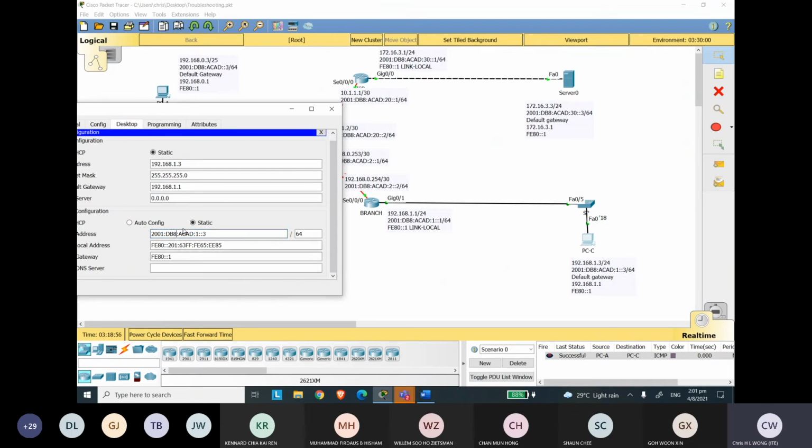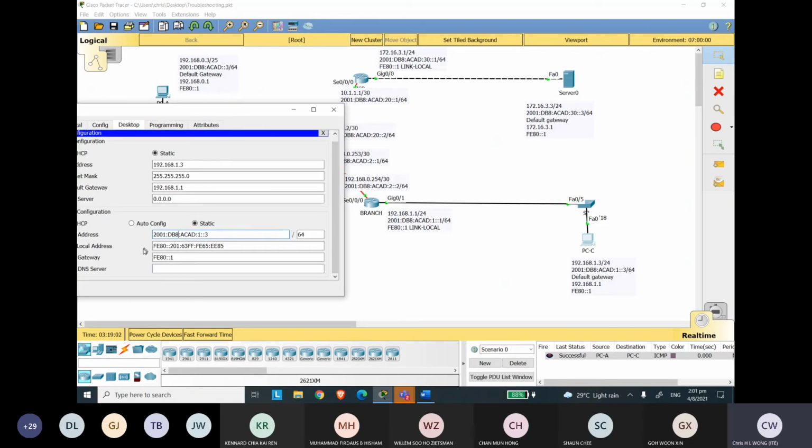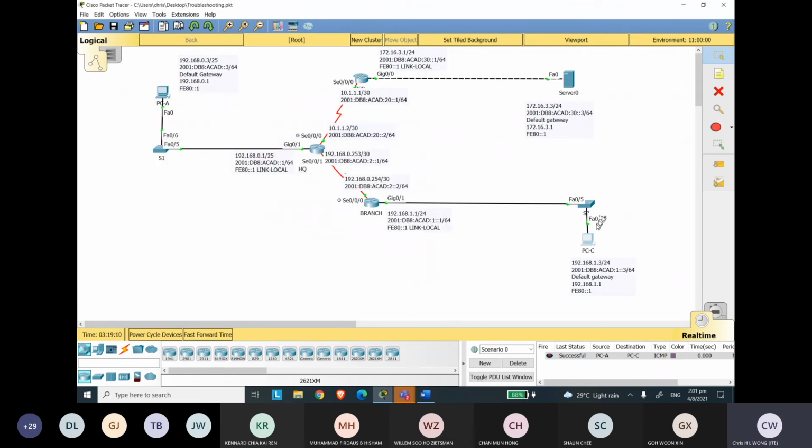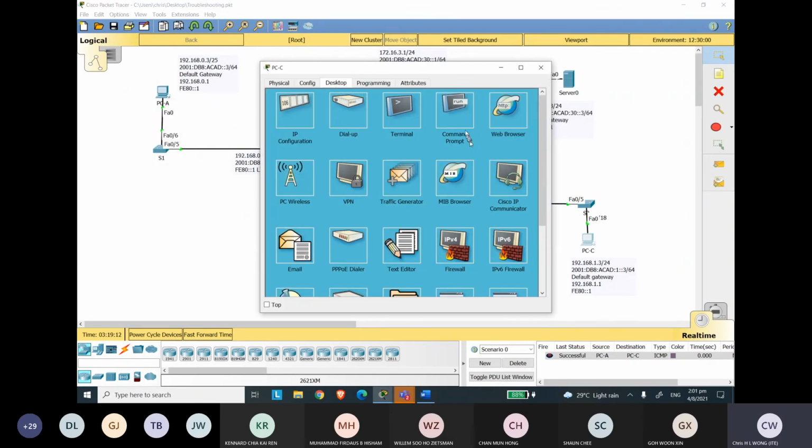I put the wrong value for DB8. So you guys who copy my file sure cannot ping. So you better change to 8. Okay, 2001:DB8:ACAD:1::3. Okay, yeah. So now I changed already. Okay, come back to this again. Let's try one more time.